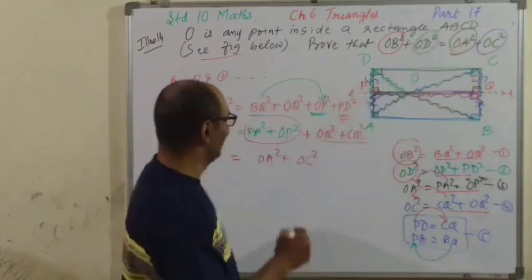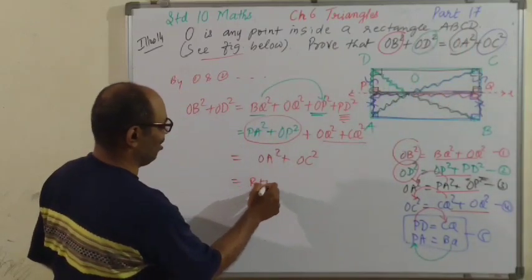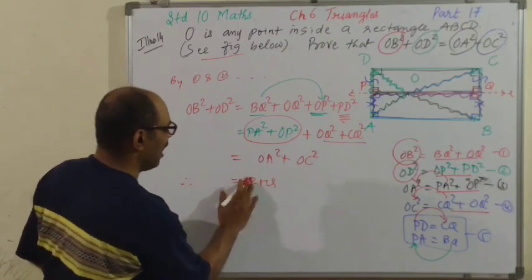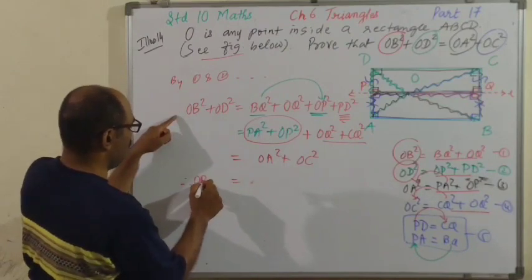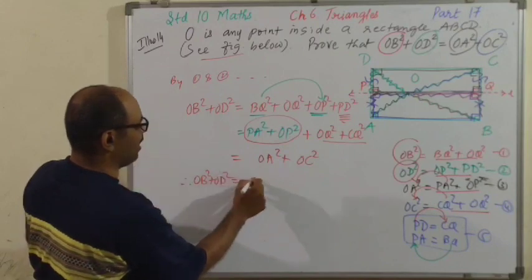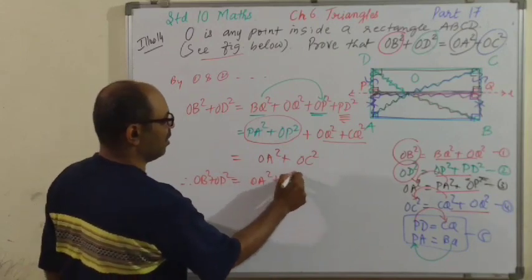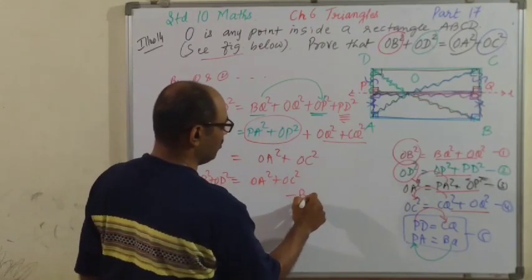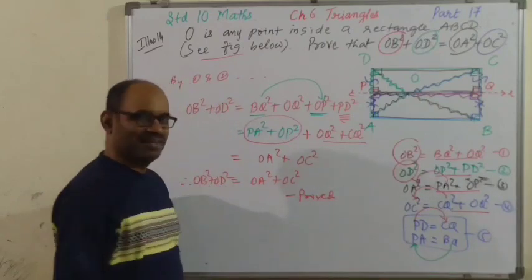OA square plus OC square. That is equal to RHS. Therefore, अथवा लिख देते. Therefore, OB square plus OD square is equal to OA square plus OC square. Proved. Are you getting me?